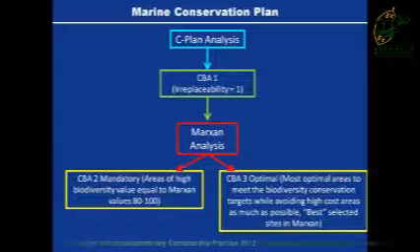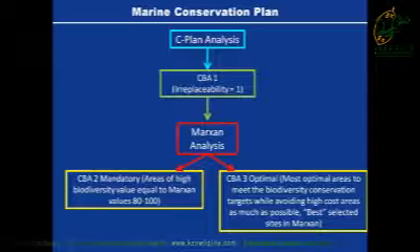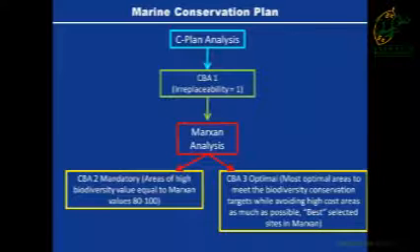From our C-Plan, we identify irreplaceable areas. These are areas where you cannot go elsewhere to conserve those targets, and so you need to have these within your plan. These are hardwired into our Marxan analysis, and out of this we come up with our CBA2, our critical biodiversity areas 2, and our critical biodiversity areas 3, which are the optimal areas to achieve targets.